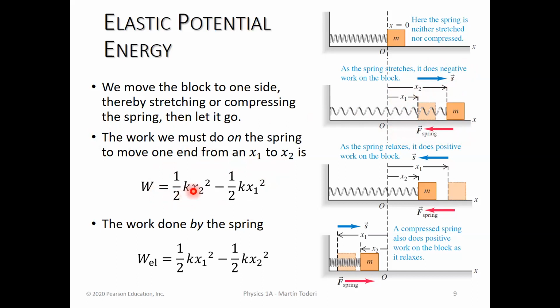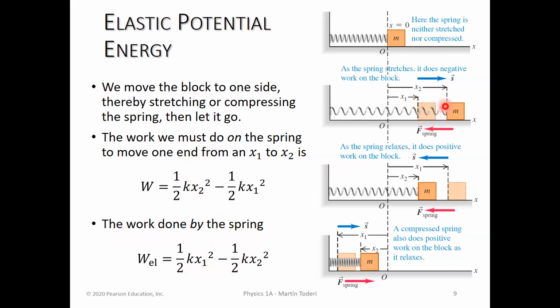If we calculate that, remember the force was k times x. So if we integrate that and we get the work done by the force between those 2 points, we get 1/2 kx squared, right? And just evaluate that function at point 2 and point 1. But the work done by the spring is the opposite, right? It's the work that has to be done in order to go from x1 to x2.